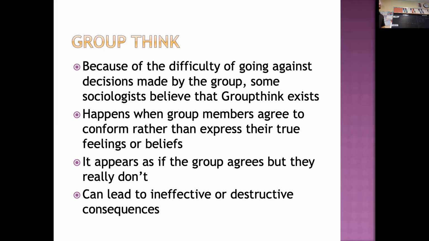All right, so groupthink, more characteristics of it. There's difficulty going against decisions made by a group. I already talked about that. It happens when group members agree to conform rather than express their true feelings or beliefs. It appears as if the group agrees, but they really don't. Same thing. We don't want to be in conflict or in contrast to the whole group, so we just agree to terms and go along with the answer presented by the group. Like I said before, it can lead to ineffective, destructive consequences where the group might break off, or there might be a divide. One person who is outspoken and delivers their experience or belief on a matter might get pushed out of the group. No one wants that.